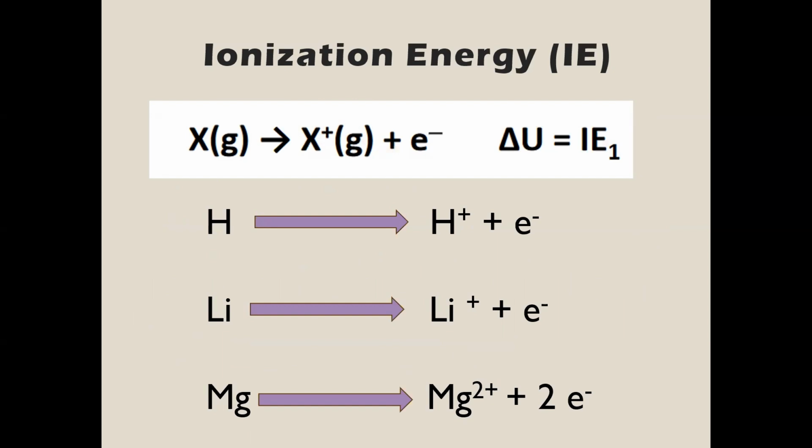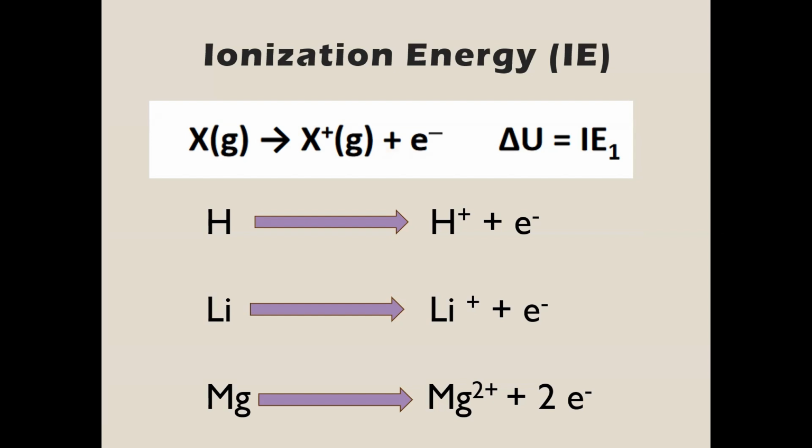So moving down the group from top to bottom, the radius increases. So the ionization energy will decrease. We will require less energy to remove electrons from the larger atom. Moving over the period from left to right, the radius will decrease and ionization energy will increase. So it is the opposite. As the radius increases, ionization energy decreases, while if the radius decreases, the ionization energy will increase. Okay?